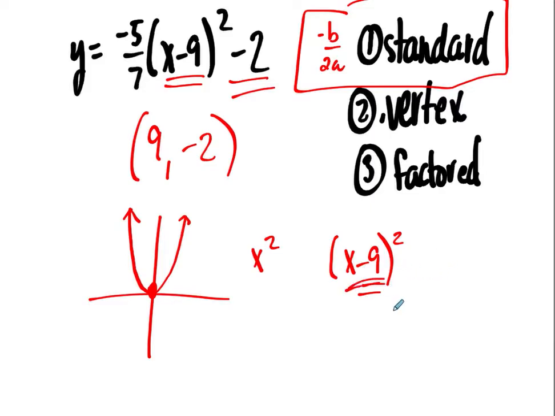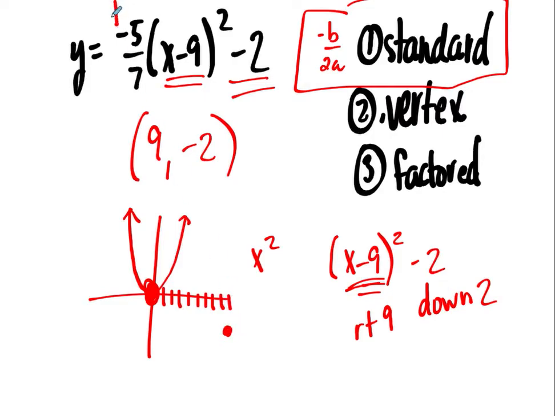Since it's like this, x minus 9, it is number 4. That x minus 9 is like x minus b. That makes it move right 9. So what happens is that vertex moves right 9. What does the minus 2 on the outside do? Down 2. So that's why your vertex, this ordered pair, goes right 9, down 2.